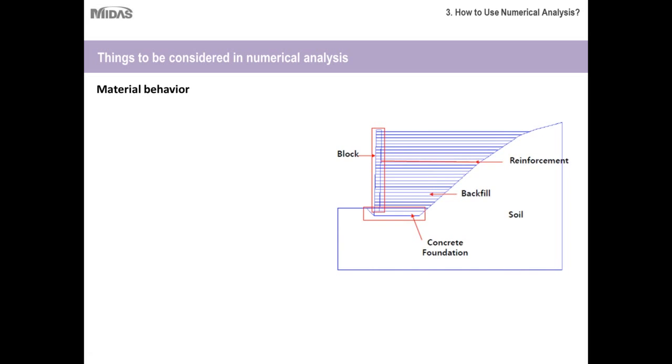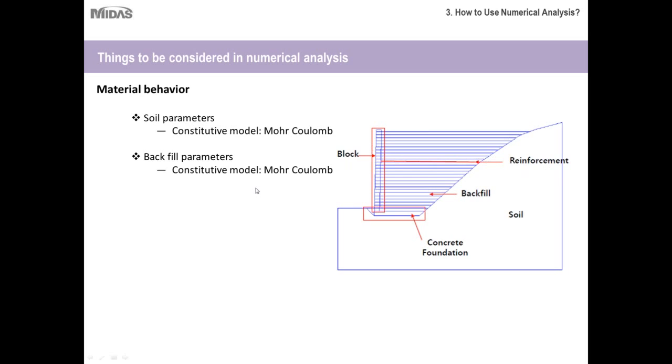Now the second most important thing is the material behavior. As I pointed out earlier, there are different components of a numerical model. There's a soil layer, there is something called backfill, there is a foundation, then the retaining wall itself, which could either be a wall or constructed in different blocks, and then there is reinforcement or the retention system.